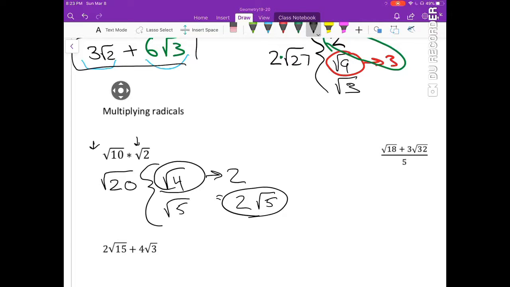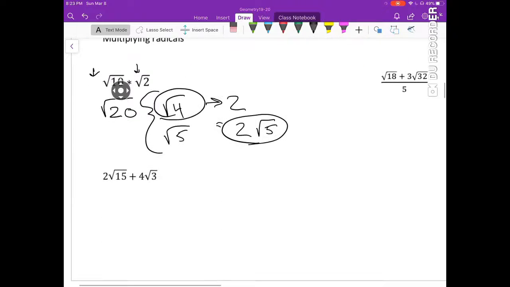All right. The next one is supposed to be multiplication. I made a little bit of a mistake, so I apologize. This should be multiplication. So again, multiply the numbers on the outside and multiply the numbers on the inside. So we multiply the numbers on the outside, we get 2 times 4 is 8. And we multiply square root of 15 and square root of 3, and we get square root of 45.